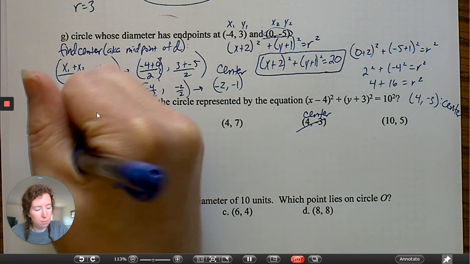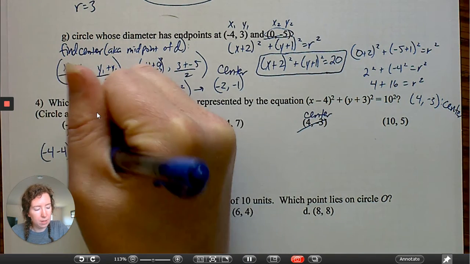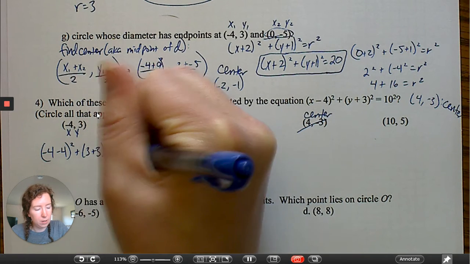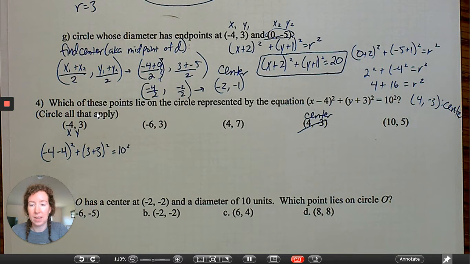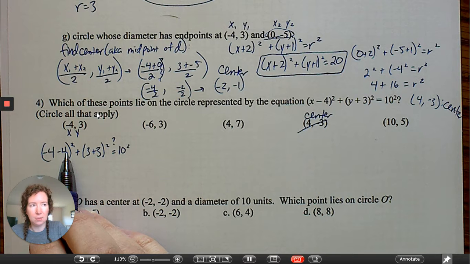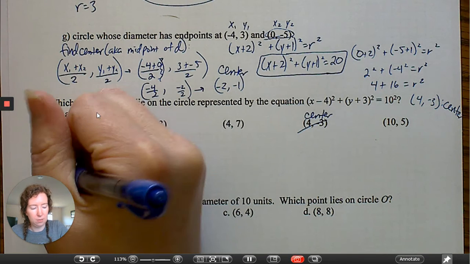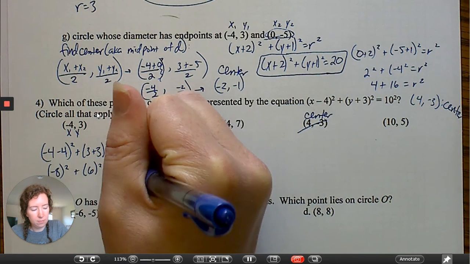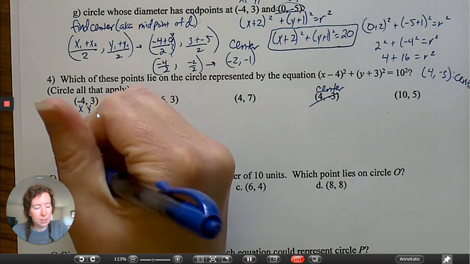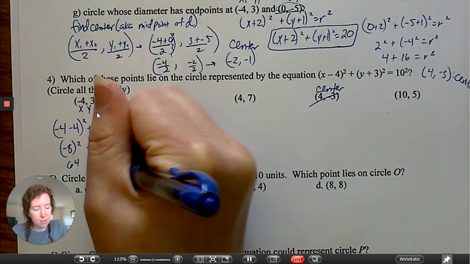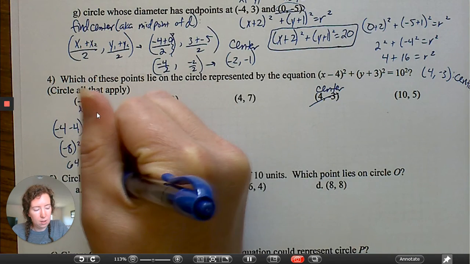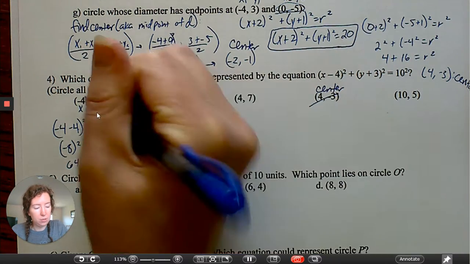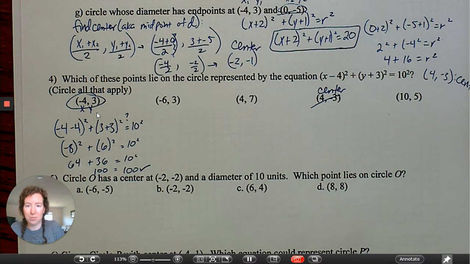If I have -4 minus 4 squared plus 3 plus 3 squared, we want to know, does that equal 10 squared? Just put a little question mark because we don't know. -4 minus 4 is like saying -4 plus -4, which is -8 squared. 3 plus 3 is 6 squared. Does that equal 10 squared? -8 times -8 is 64. Plus 36 equals 10 squared. 100 does, in fact, equal 100. Since it's true, it's on there. Now, press pause, do the other 3.